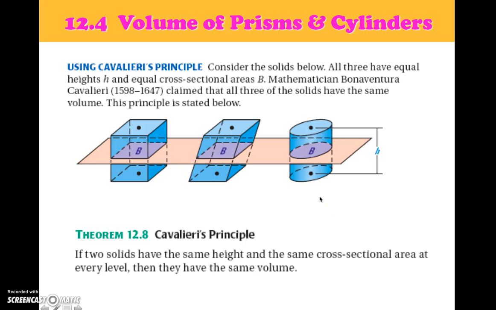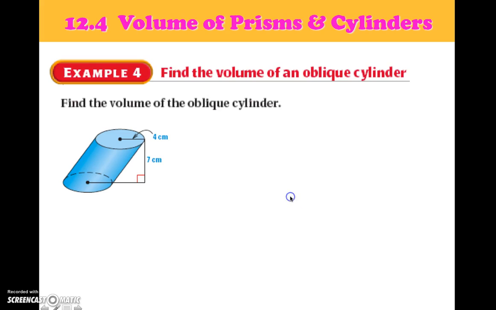Okay, great news. Here is Cavalieri's principle, which talks about the fact that if all of these have the same height and essentially the same cross-sectional area on all three, then all of them will have the same volume. It doesn't matter if they are right or oblique. If they have the same cross-sectional base, big B, and the same height, they'll all have the same volume. So exciting. All that means is that when we do a problem like this, if they're giving us the height, we can use the exact same formula.